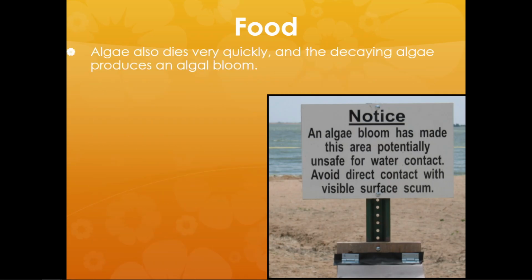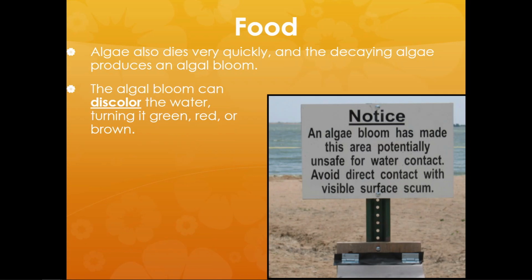So algae can die very quickly, and this decaying algae can also introduce another algal bloom. So an algal bloom can discolor the water, turning it green, red, and brown.